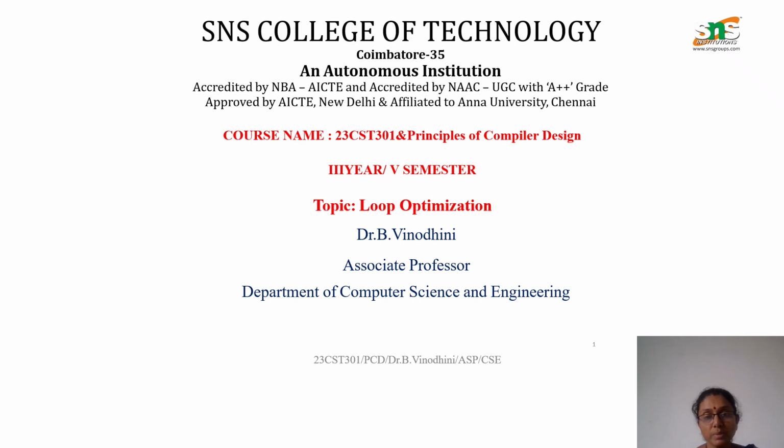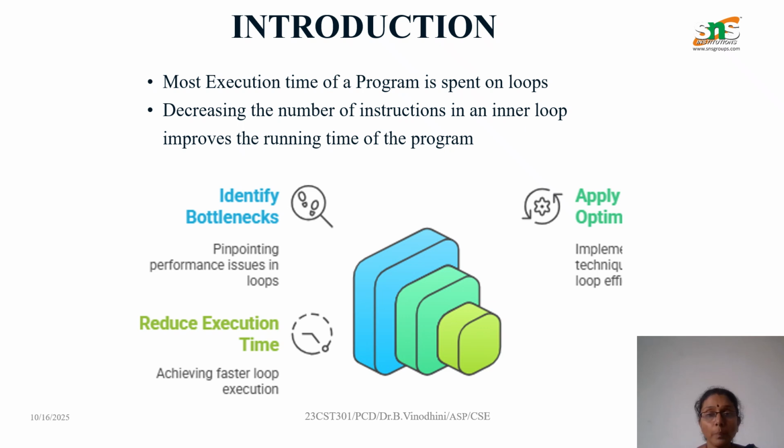In optimization, we have two types that can be applied in different ways. One is the flow of control optimization, and the next one is loop optimization. The main objective of loop optimization is decreasing the number of times the loop is executed. Most of the execution time of our program is spent in the inner loop, so by decreasing the number of statements in the inner loop, we can improve the performance of the program.